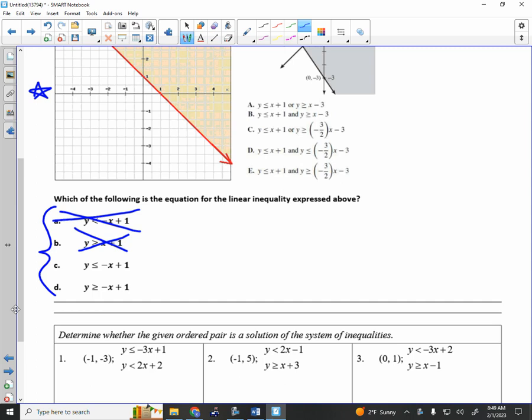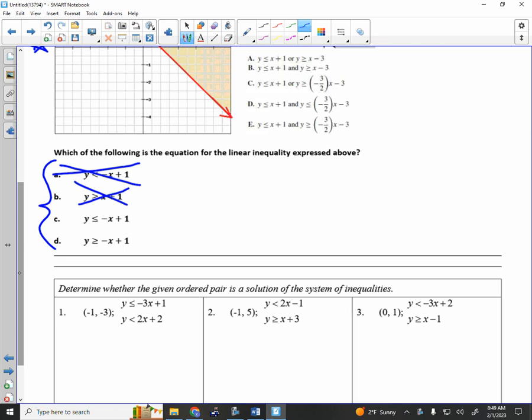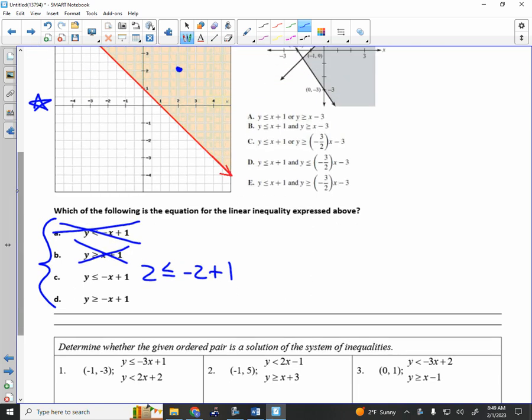And what's interesting about this is if you don't know, you can always take a point and plug in a point. So, for example, the point (2, 2) satisfies the inequality. So watch as I plug 2 and 2 in here. Is 2 less than or equal to negative 2 plus 1? Is that statement true? No, it's not, is it? So this point (2, 2) is not part of that solution set.